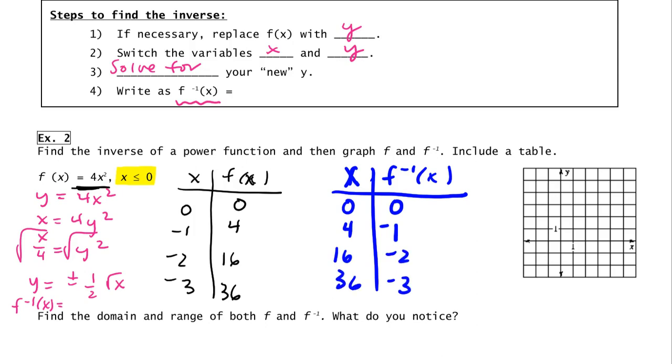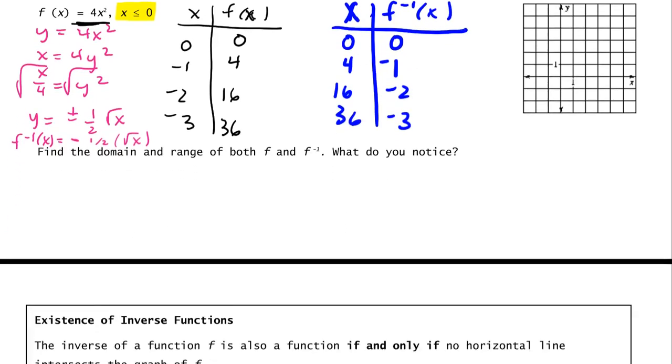So now I can go back and say, here's how we'll know this. If I restrict the input of my function, because I'm inherently switching x and y, the input of my function becomes the output of my inverse. So if the input is all negative, I need these outputs to be all negative, and that's how I'll know to have a -1/2 times root x.